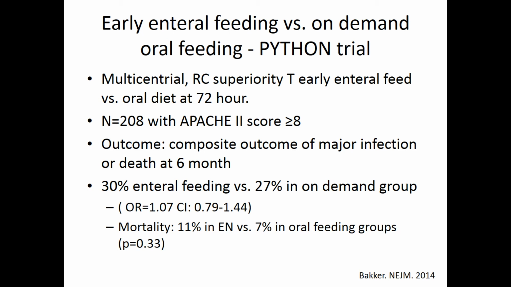So they included 208 patients, and we see that 30% of patients with enteral feeding versus 27% of patients with on-demand feeding had the composite outcome. Based on this, early enteral feeding is not recommended compared to oral diet at 72 hours. So this is something that's been very interesting and changing the field a bit. And you can see that the mortality was also not significantly different in the enteral nutrition versus oral feeding group.